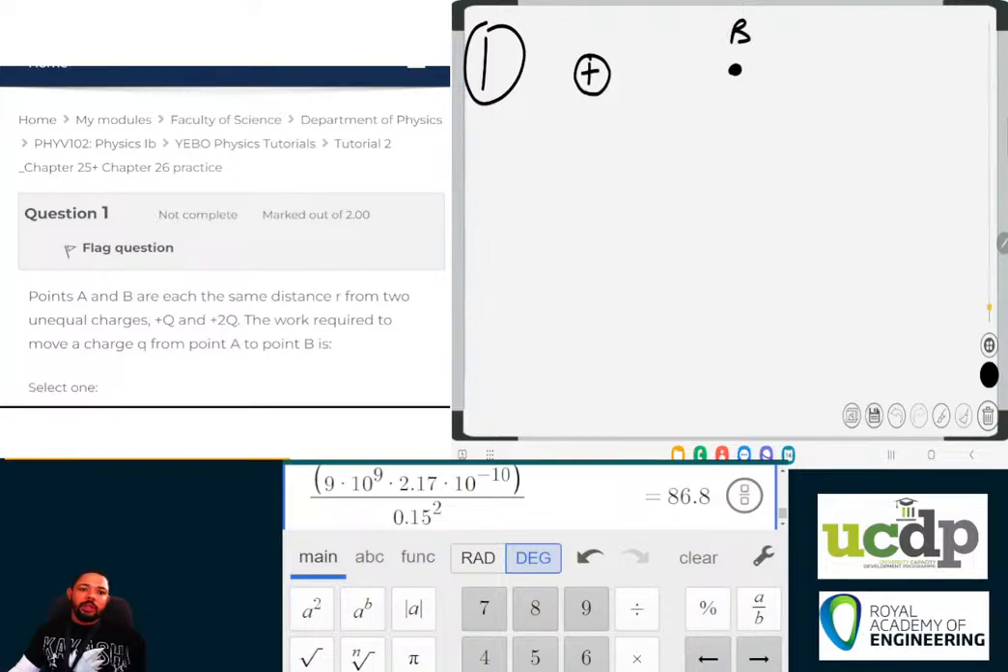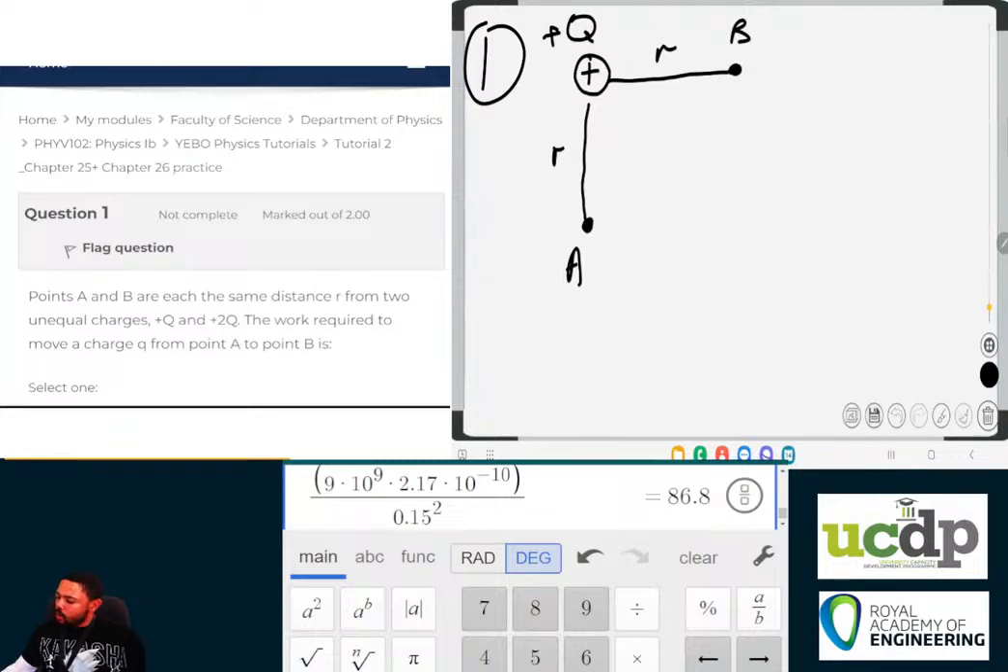And they say points A and B are each the same distance from two charges. The only way that each of these charges is the same distance away is if it's a square. So point A is a distance of r, and that's also a distance of r. So points A and B are each the same distance away from this charge, which in this case is just positive q.